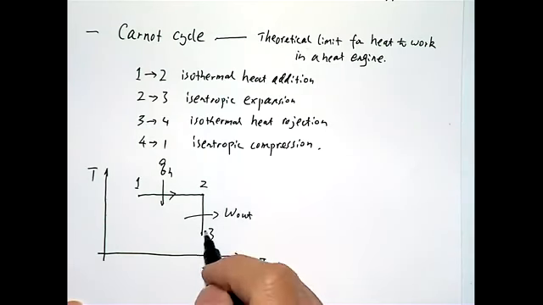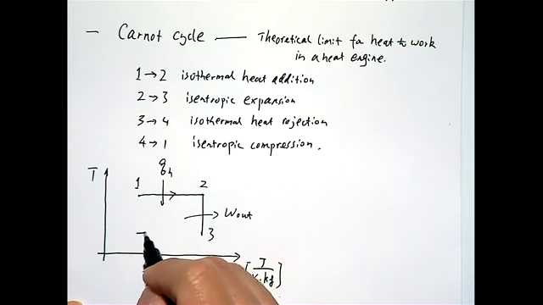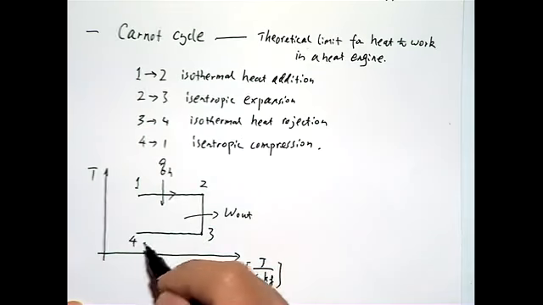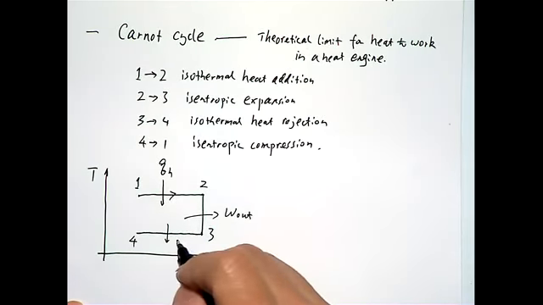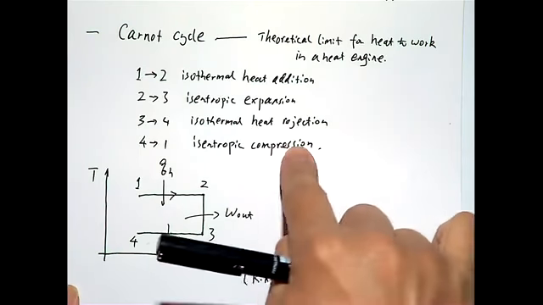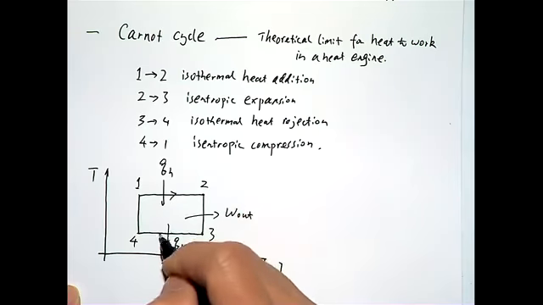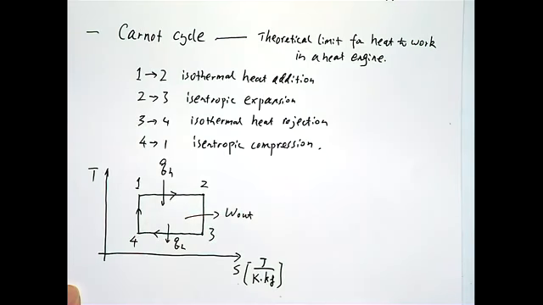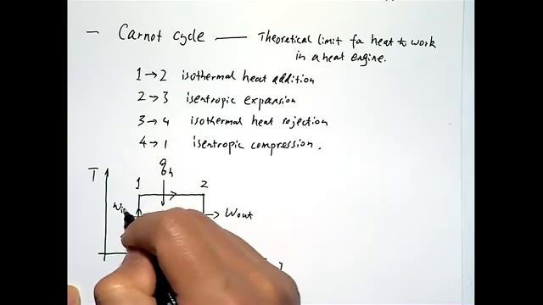And then 3 to 4 is isothermal, so I draw another horizontal line here. And this process is heat rejection. It dumps some heat, unused heat, to the low temperature reservoir. And the last step is isentropic compression, so another vertical line to return to state 1. And in this process, there is certain input work being done to the system.